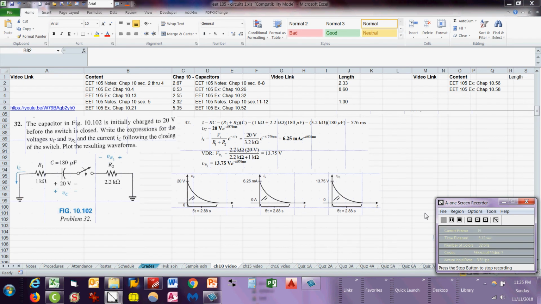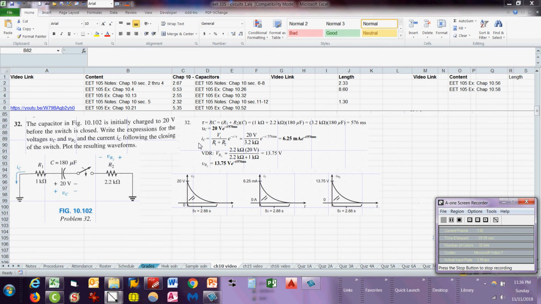EET105 problem 10.32. The capacitor in figure 10.102 is initially charged at 20 volts before the switch is closed. Write the expressions for the voltages VC and VR2 and the current IC following the closing of the switch. Plot the resulting waveforms. So it's already charged up, right?